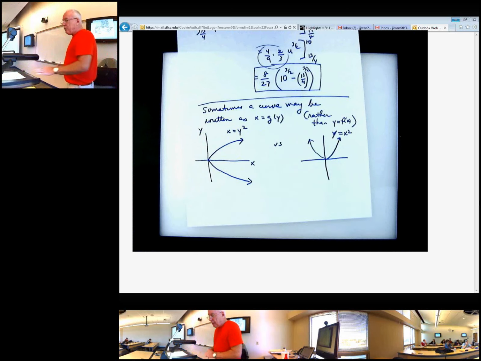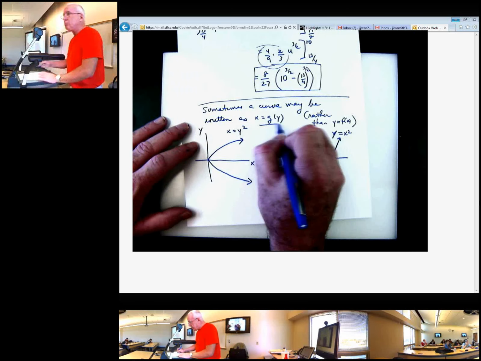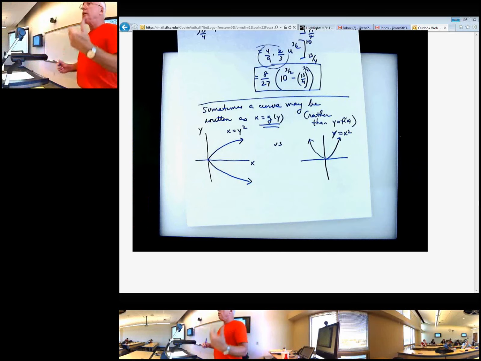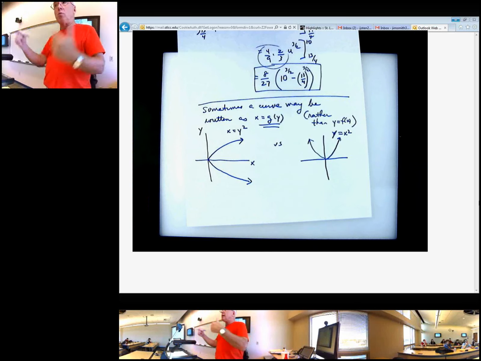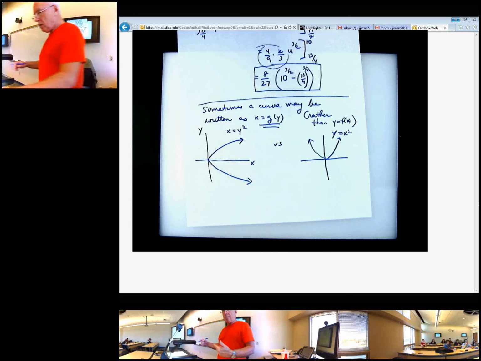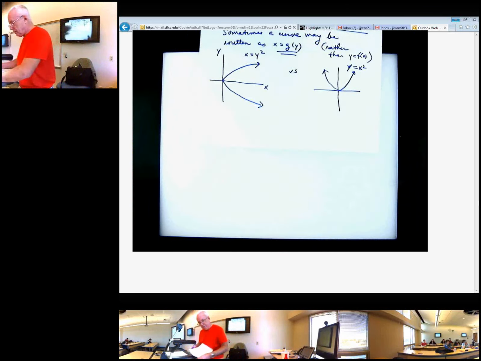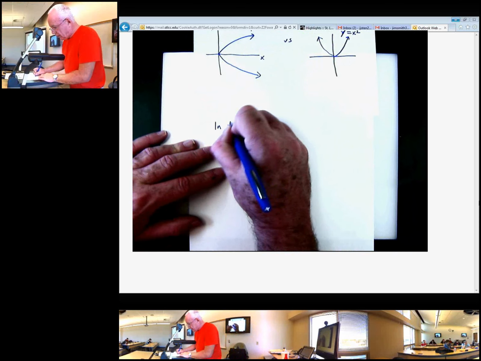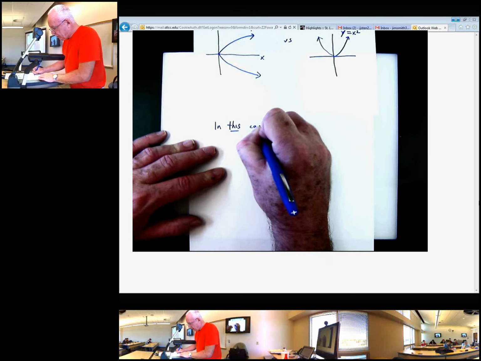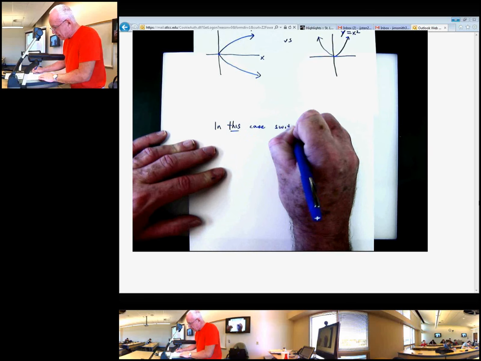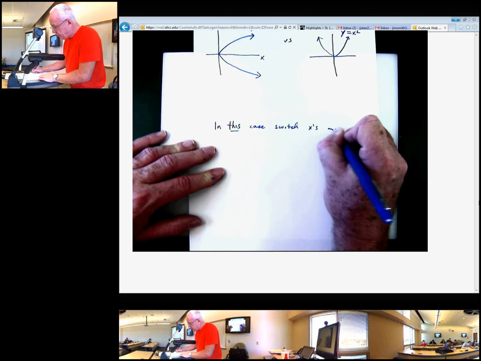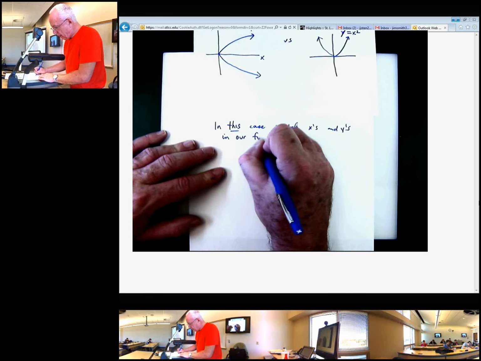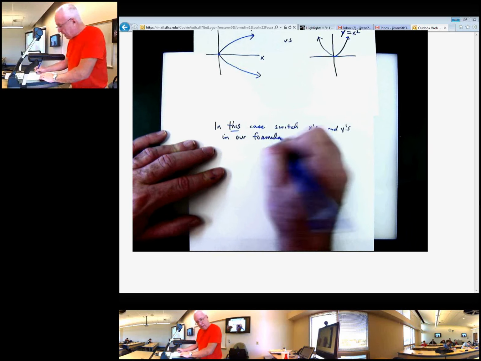Now, if our curve is given like this, where we have x in terms of y, what we have to do to our formula is basically switch the x's and the y's. So, in this case, switch the x's and the y's in our formula, to get this.